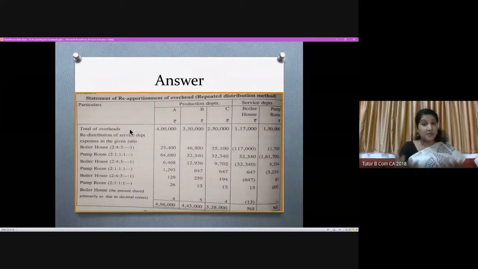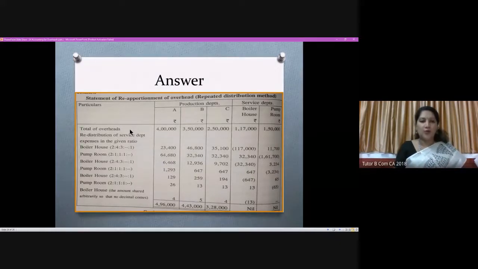But if we are not provided with the primary distribution summary, then we have to go through the elaborate process of allocation and apportionment. That gives us the primary distribution summary. Then we have to prepare the secondary distribution, as we did for the previous exercise in the direct distribution method, right? But in this particular exercise, we are given the primary distribution summary. So we have just put that into the statement, right?